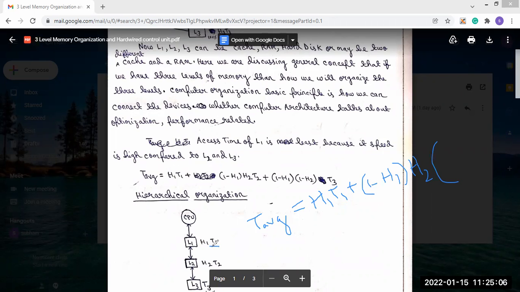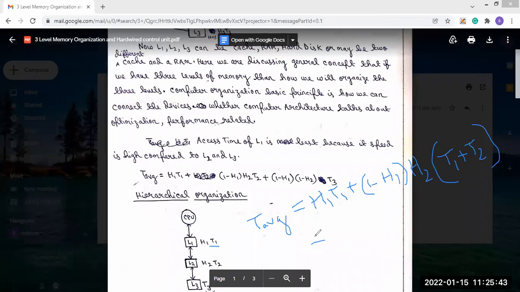Because after spending this time searching, the CPU came to the conclusion that the data is not present in the L1, so it moved on to searching in the L2. So what do we have to do? We have to consider this time also, T1 plus T2. This will be the second case.